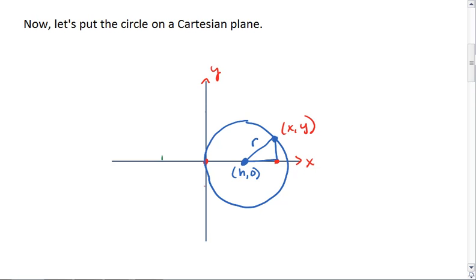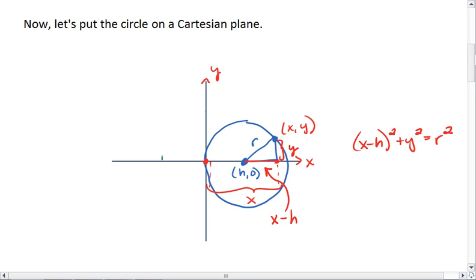We know that x refers to this entire segment here. But the length we want is really the length x minus where this center point is, h. And y in this situation is still y. So now the relationship is x minus h squared plus y squared equals r squared, which is great.